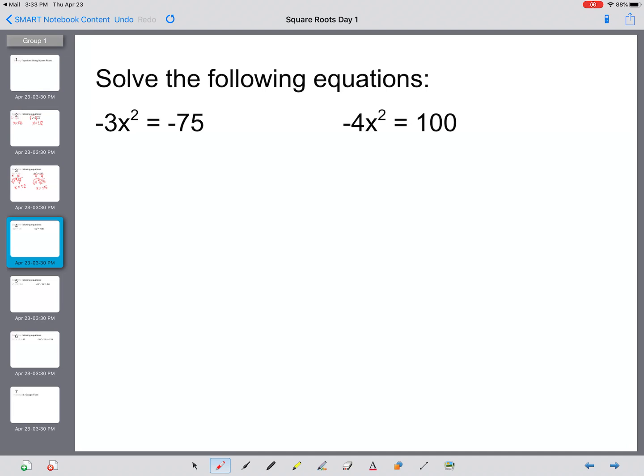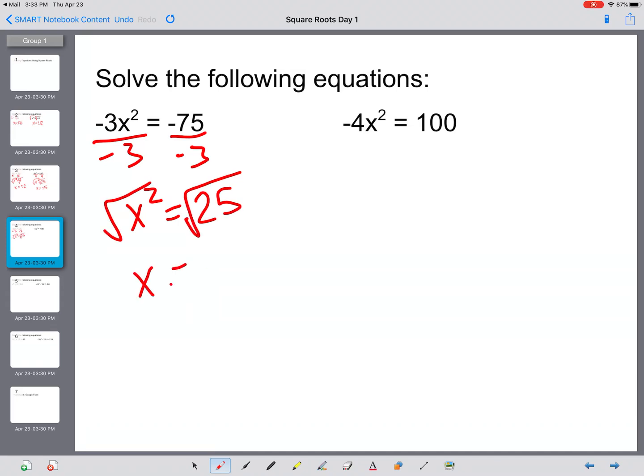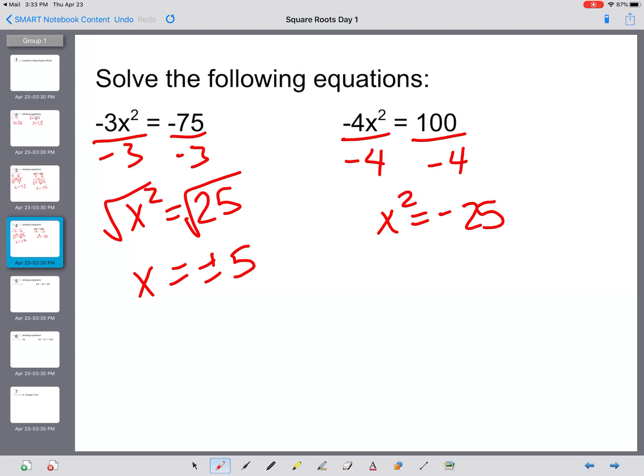So I got negative 3x squared equals negative 75. Divide by negative 3. Divide by negative 3. X squared equals 25. Take the square root. That's plus or minus 5. Continue working. This next one, I'm going to divide by negative 4. I get x squared equals negative 25.